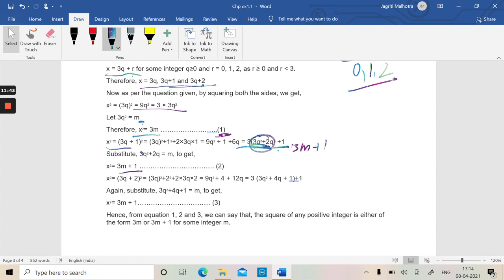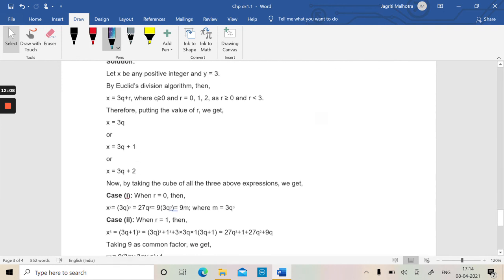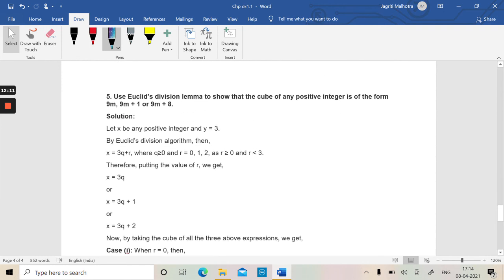Now x squared, if it is equal to 3q plus 2 whole squared, then this happens, and then we take 3 common from this. Also substituting m over here, we get 3m plus 1 over here also. So we can say that the square of any positive integer is either of the form 3m or 3m plus 1 for some integer m. This will also be in the same manner that we have done above.